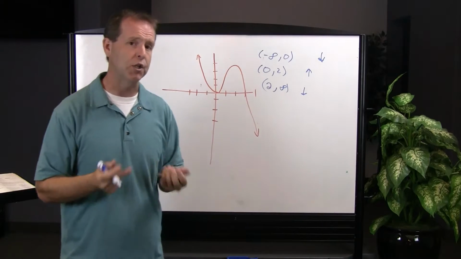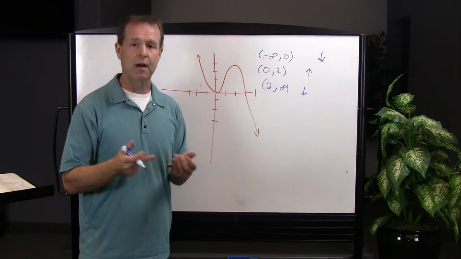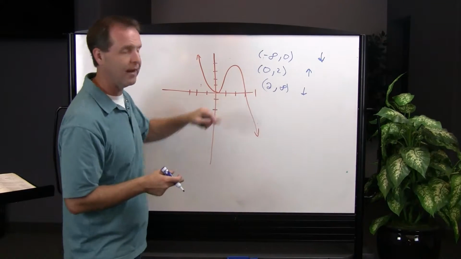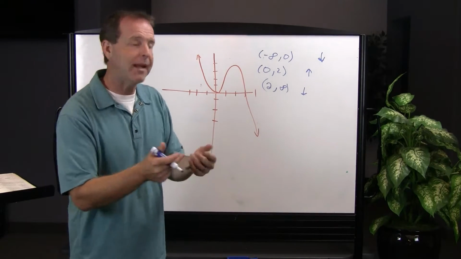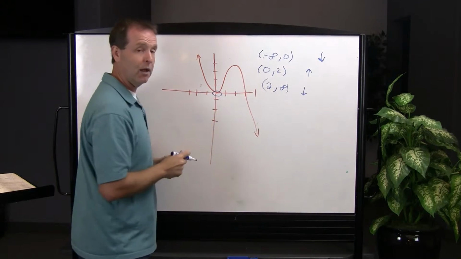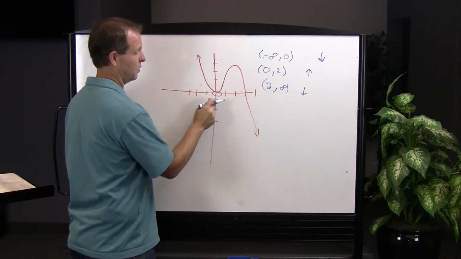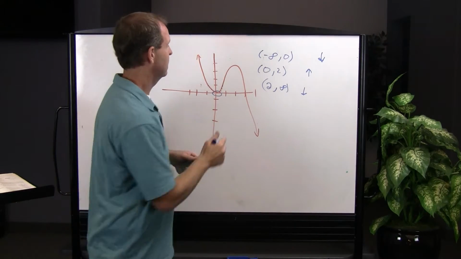A couple other things that you can notice here is that I also have a couple places where this particular graph turns around. Right here, I have a relative minimum. That means that this point is the lowest point relative to all the other points around it. So therefore, that's a relative minimum.